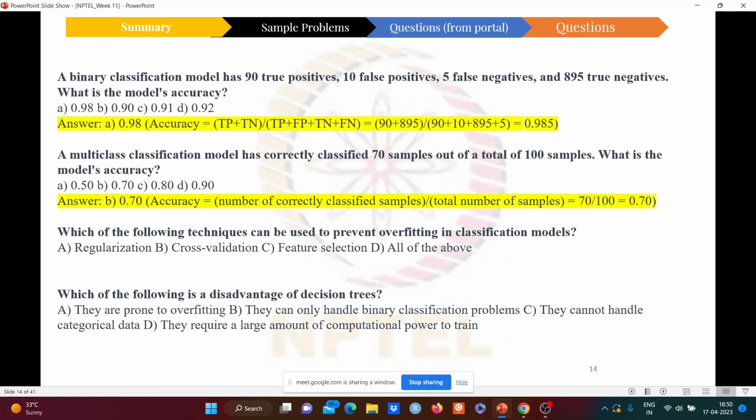Moving forward for the third one. Which of the following techniques can be used to prevent overfitting in classification models? We are on to the third question. Which of the following techniques can be used to prevent overfitting in classification models?